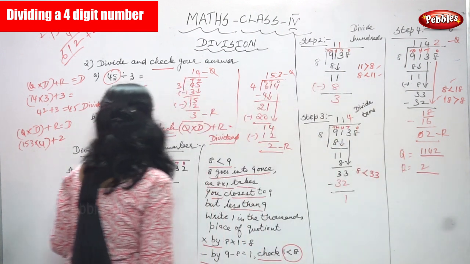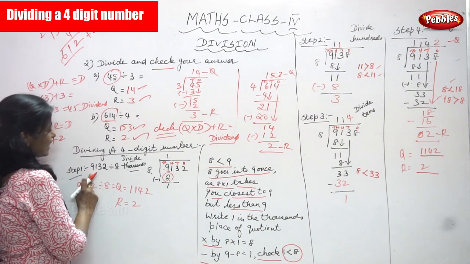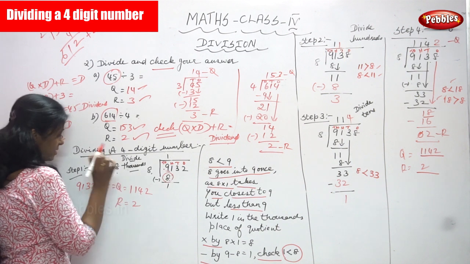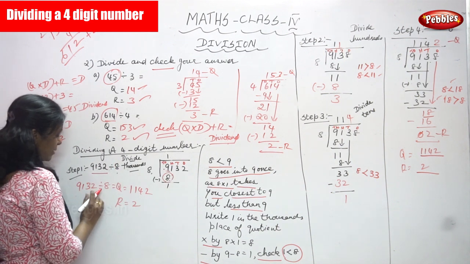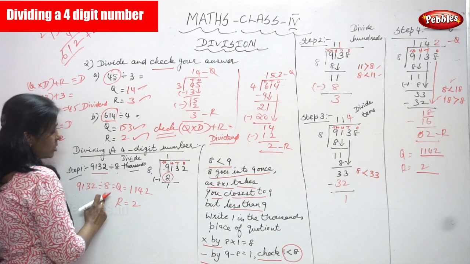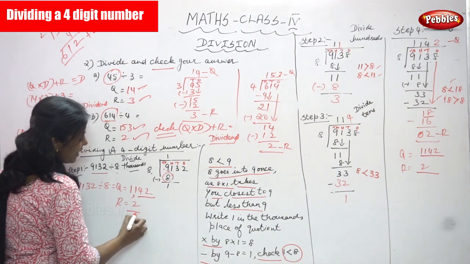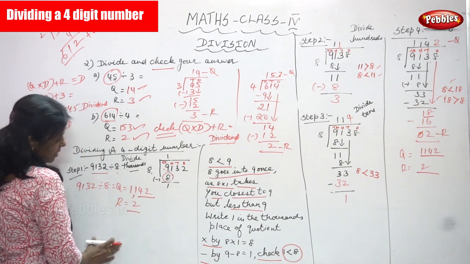So while you divide the number 9132, that is a 4-digit number, divided by a single-digit number, that is 9132 is divided by 8, you can get the quotient 1142. The remainder is 2. This is the right answer.